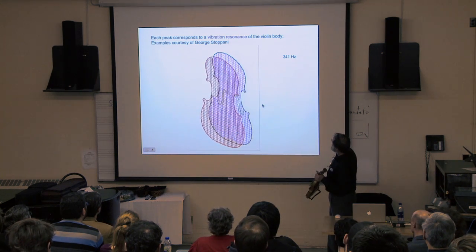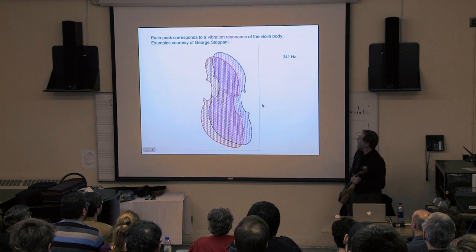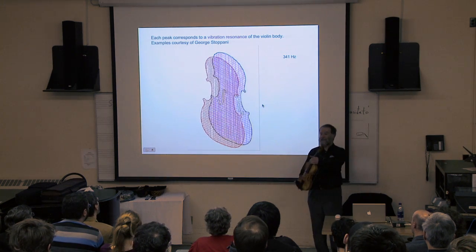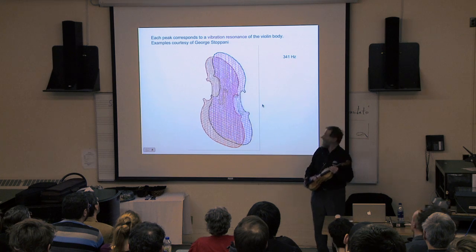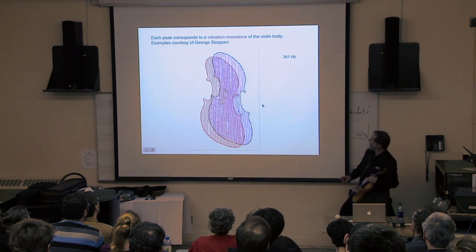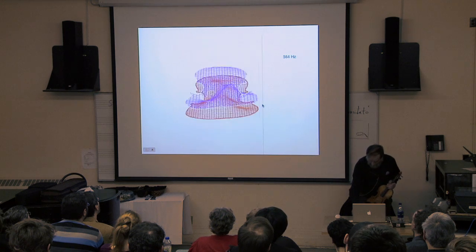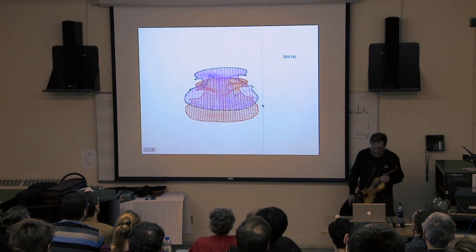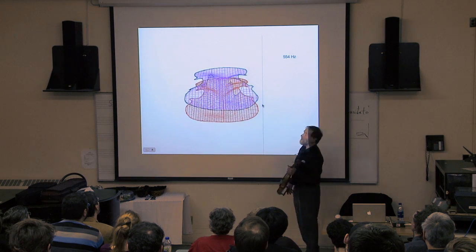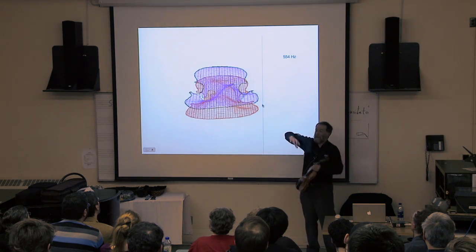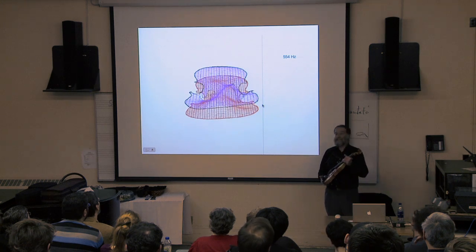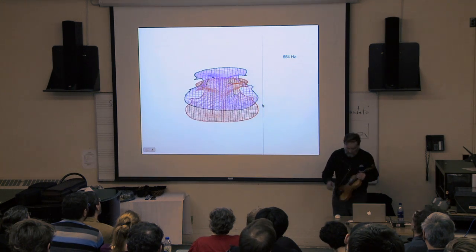So, courtesy of George Stepani, some people here know, that's an animation of one particular vibration resonance of a typical violin. It's not the same one that you saw the plot of just now, but that doesn't really matter. And here's another one, 540 hertz. You can look a bit to see what it's doing. The details don't really matter, except that it's vibrating in some complicated way. Each one of those peaks in that plot corresponds to a resonance.